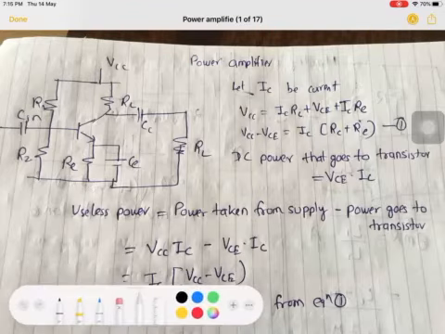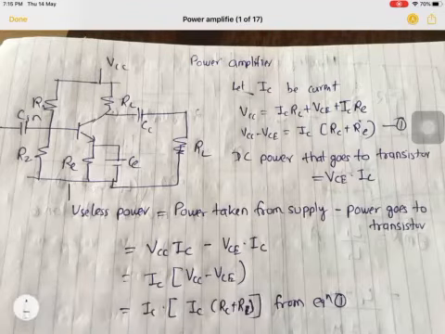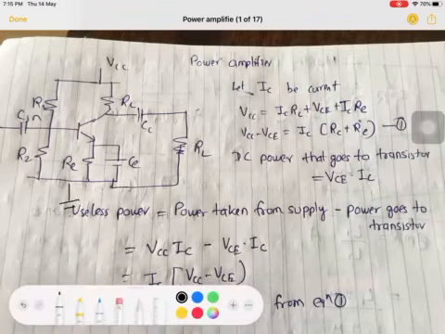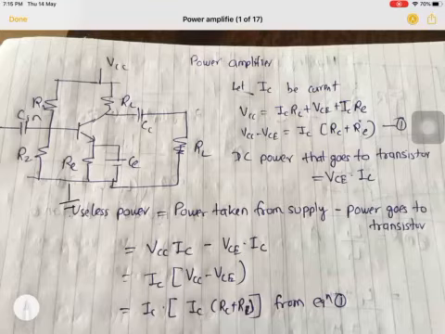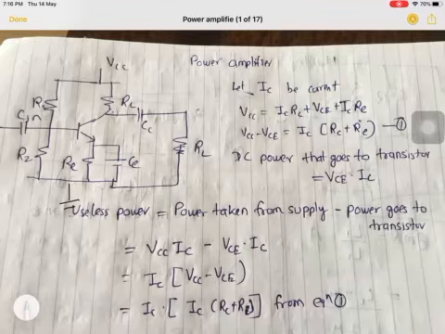Now one more thing, this is ground. So apply KVL in this loop. Let IC be the current. So VCC equals ICRC plus VCE plus ICRE. Assuming beta is very high, that's why I'm taking IC equals IE, otherwise it should have been IERE. So VCC minus VCE equals IC times RC plus RE.